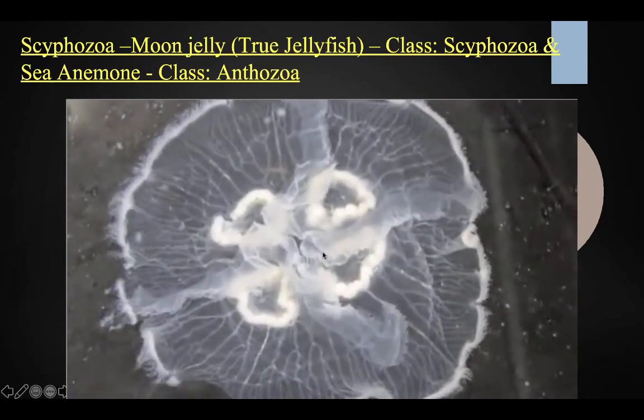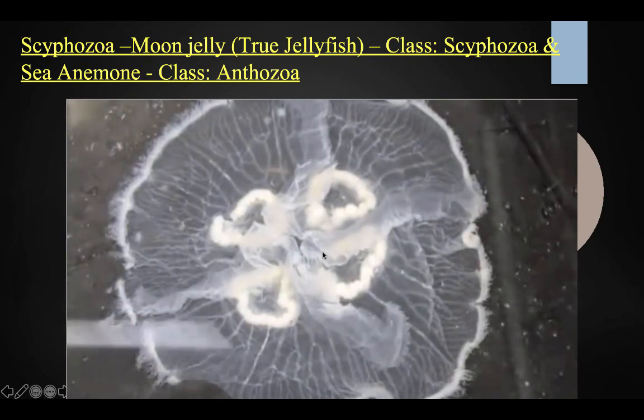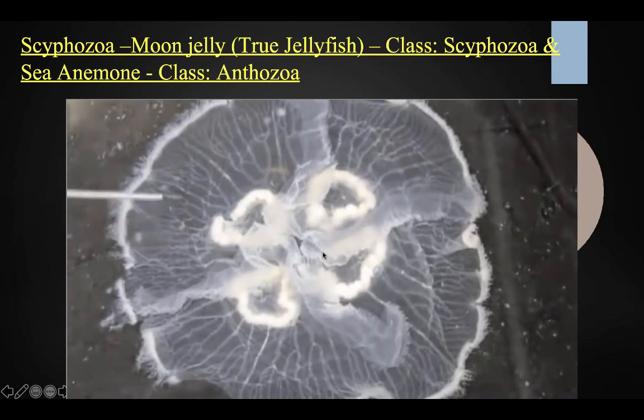The mouth opens up to a short little gullet, which leads to the stomach. From the stomach, we have 4 gastric pouches, which is basically where a lot of the digestion takes place. And the gastric pouches themselves are hard to see. Most things are hard to see in this animal because it's clear.